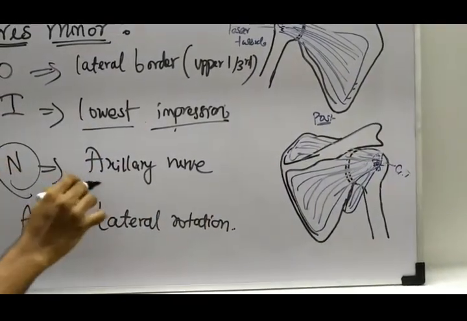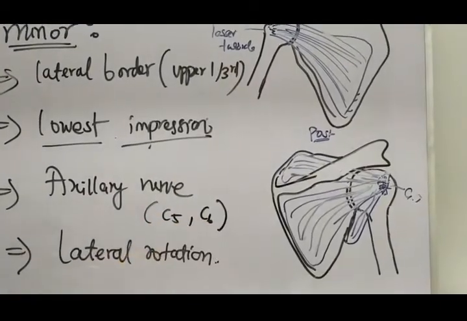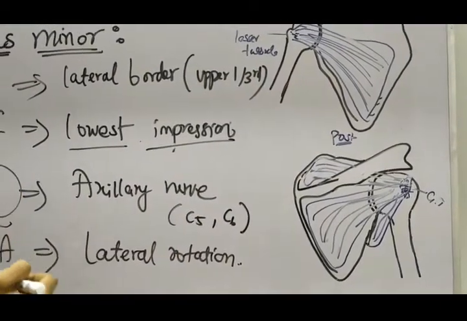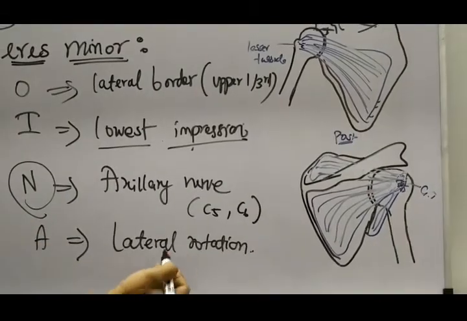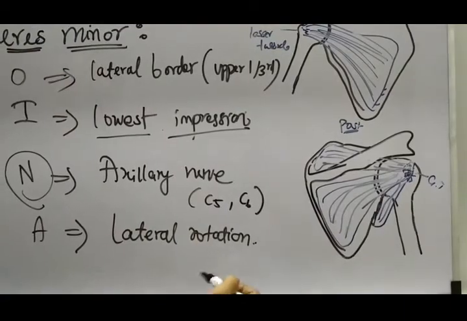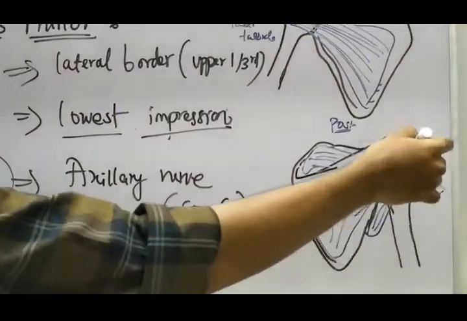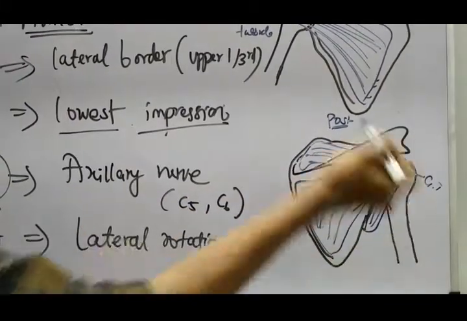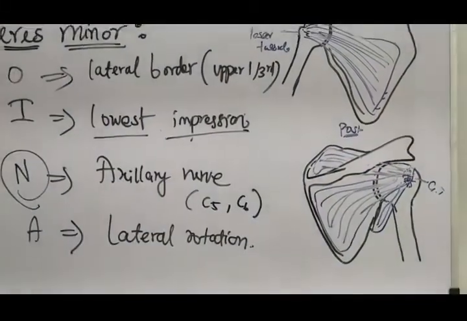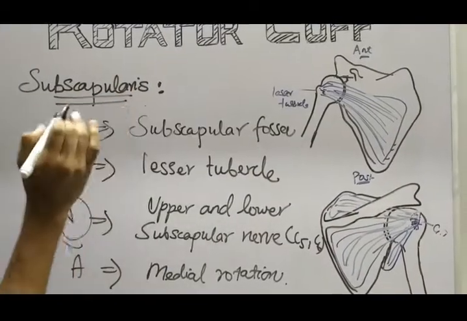Then the nerve supply will be axillary nerve, which is also coming from the C5 and C6, coming from the upper trunk of brachial plexus. The action is same as the infraspinatus muscle, that is lateral rotation. So this infraspinatus muscle and the teres minor both laterally rotate the arm. Then finally the last muscle is going to be the subscapularis. So the last muscle, as I said, is the subscapularis muscle.